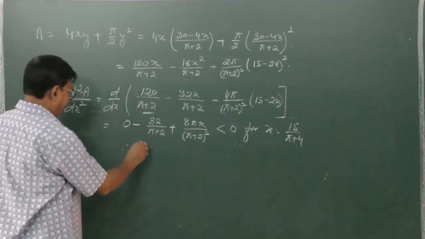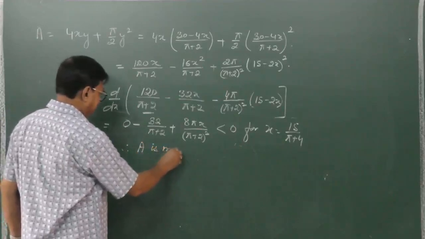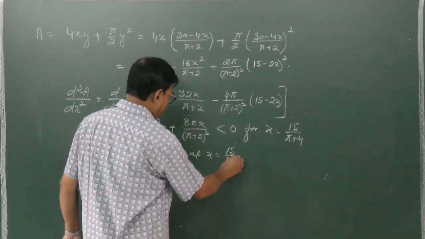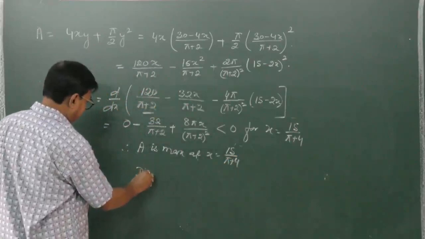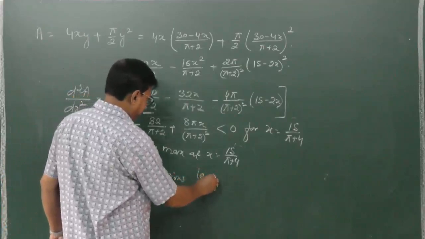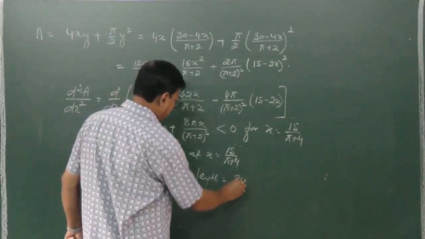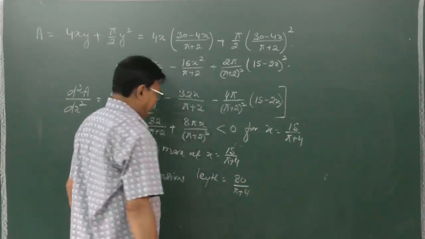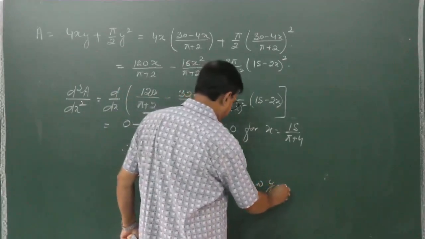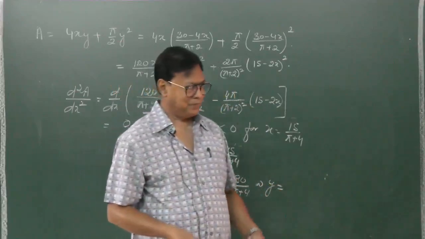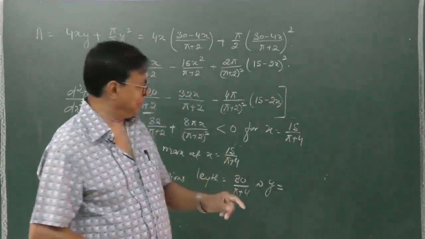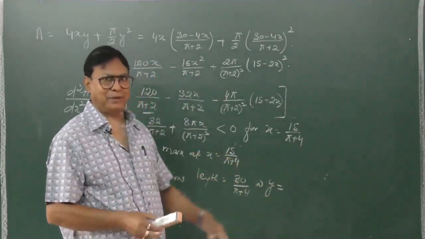So therefore, A is maximum at x equal to 15 by pi plus 4. So the dimension. The length, I have taken 2x, that's 30 by pi plus pi by 4, and put the value of x in that value of y. Whatever value we got for y, I have rubbed it off. I got y in terms of x, I have rubbed it, so in that value you put the value of x as this and you get the value of y.